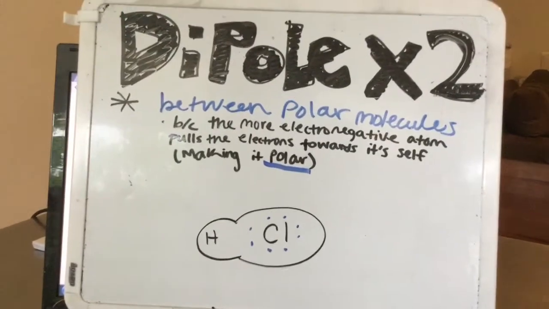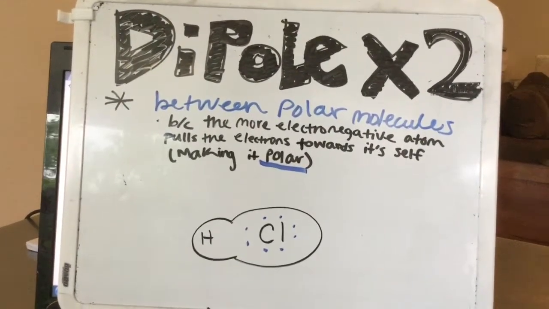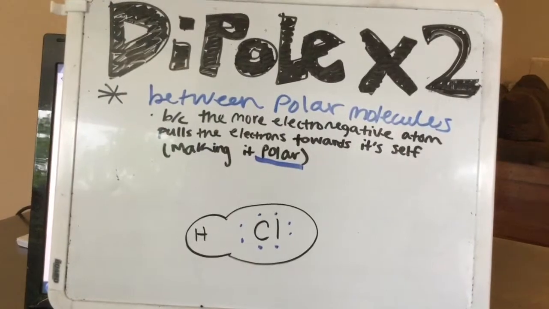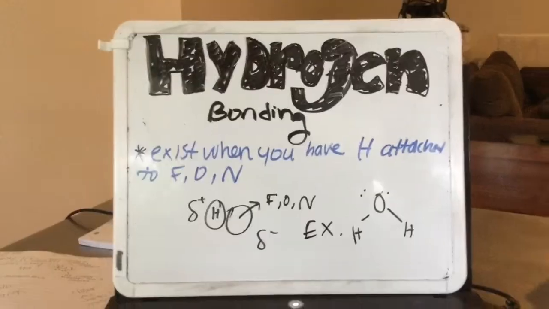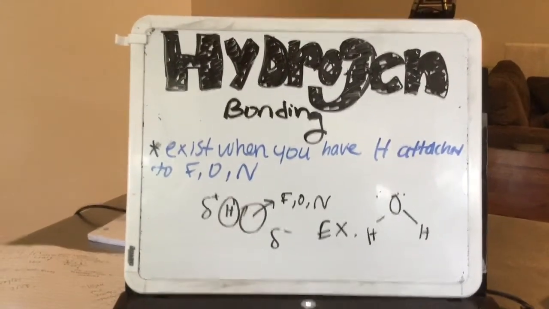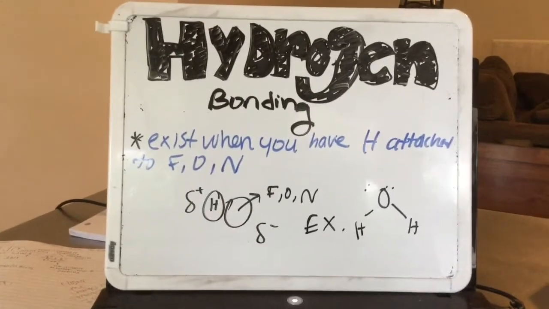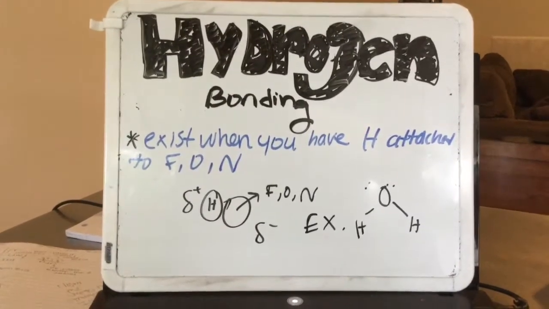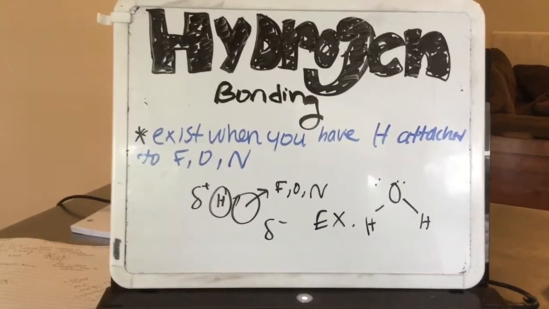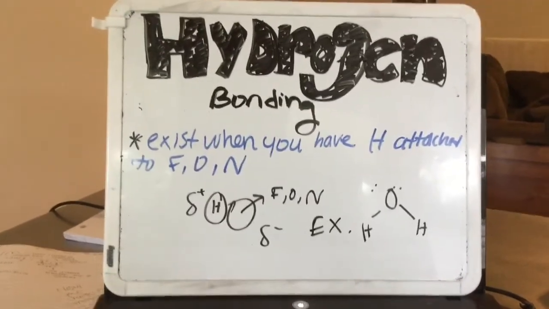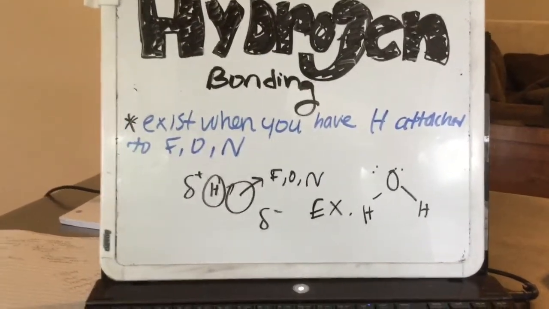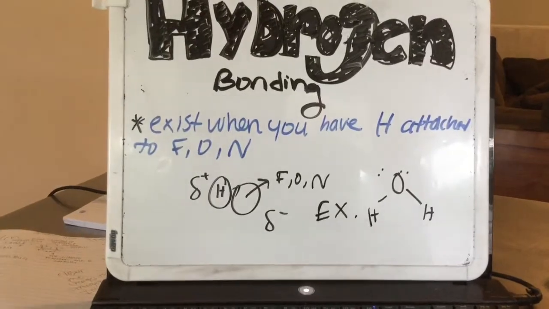And there's an example at the bottom showing that chlorine will have more electrons going towards it because it is the more electronegative. Okay, so if you can't read that, that says hydrogen bonding, and hydrogen bonding exists when you have an H attached to an F, O, or N. So an example would be water, because a hydrogen is attached to an oxygen.